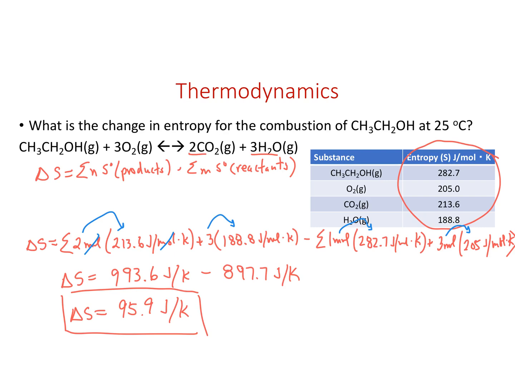So that would be what I would check with these calculations. Make sure you're using the correct coefficients, right? The correct molar coefficients from the balanced chemical equation, and you're using the correct entropy or enthalpy values depending on the calculation that you're doing. So we see a positive change in entropy. Right, so based on that, that makes sense because I've got 1 mole of ethanol reacting with 3 moles of oxygen, and I end up with 2 moles of carbon dioxide and 3 moles of water, so 5 total moles. So I go from 4 moles to 5. There should be an increase in entropy, and that's what we determined.